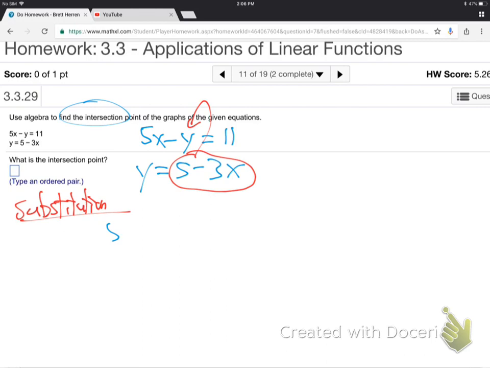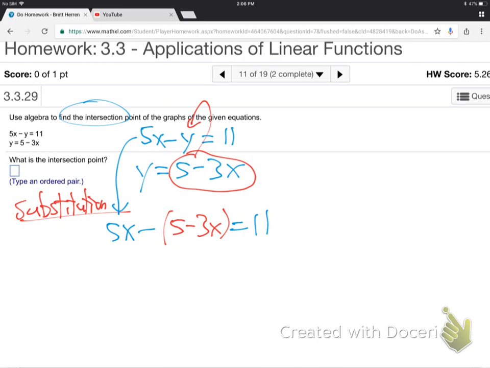When we do that, we get 5x minus, and then 5 minus 3x equals 11. Everybody see how this equation comes down here? But in the place of y, I put 5 minus 3x. And again, I put parentheses. Whenever you plug in, you put parentheses around what you're plugging in so that you do the operations to everything there, not just the front part.